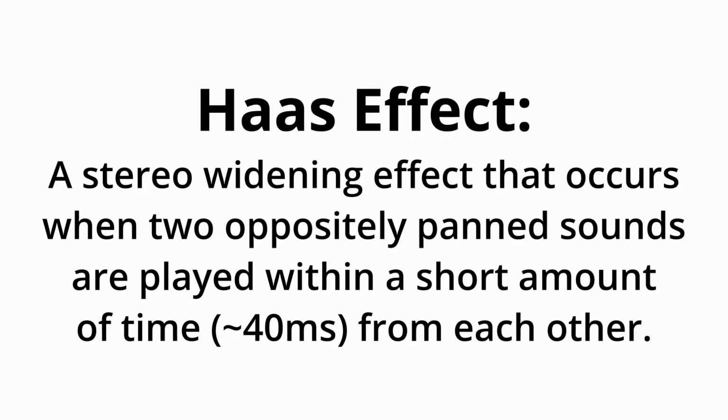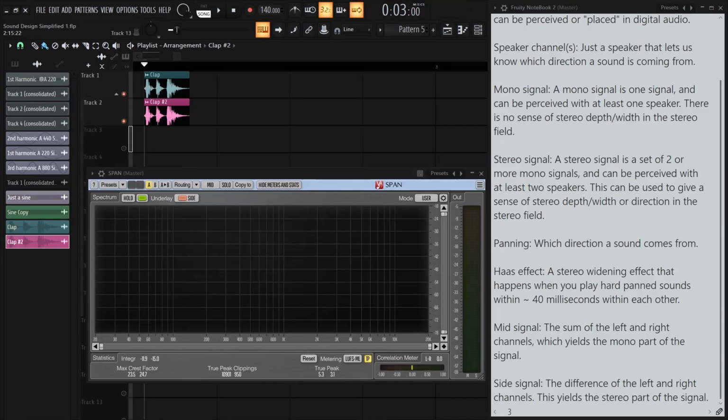The next thing to go over is the Haas Effect. The Haas Effect is an effect that occurs when two sounds are played within a short amount of time from each other, approximately 40 milliseconds, and the sounds are panned opposite of each other by some amount. This tricks our mind into thinking that a sound is stereo because the Haas effect causes phase differences between the left and right speaker, which causes us to perceive stereo width.